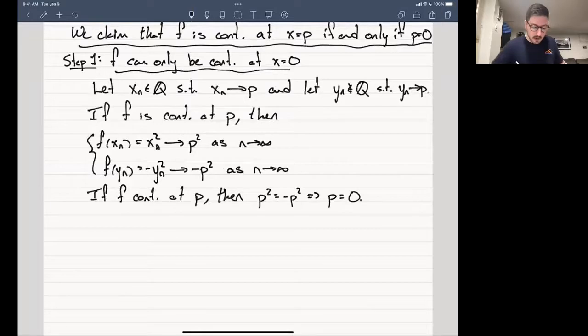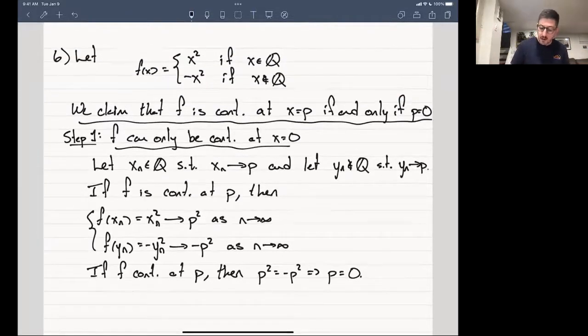So what this shows you is that the only way that you can be continuous is if p is equal to 0. You are not continuous anywhere else. And this speaks to the density of the rational numbers, right? They're interspersed everywhere along the real numbers. The only way that you could potentially hope for continuity is when x squared and minus x squared are super small because they're close to 0. That's the only time that those things actually match up, is at 0.